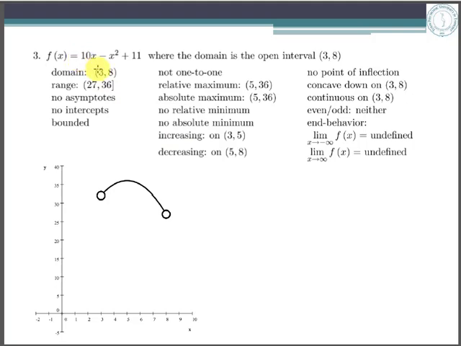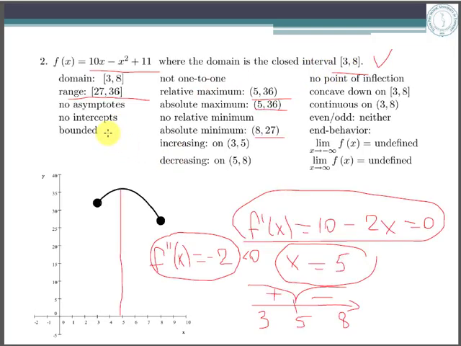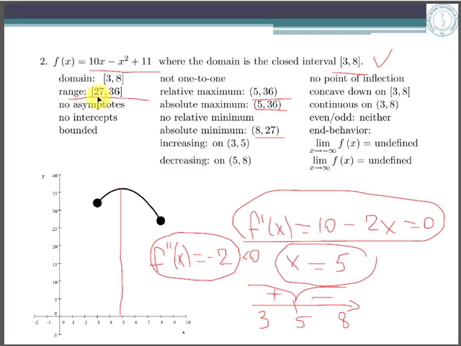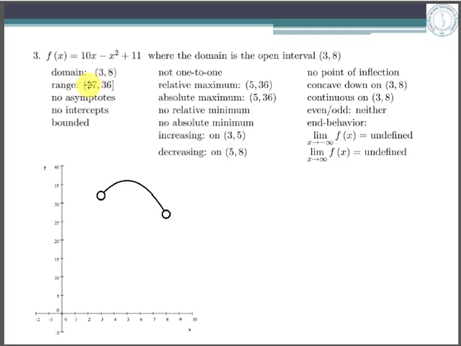And now we can consider a similar example on the open interval, 3 and 8, and see what kind of difference there is between them. So the domain is now the open interval (3, 8). The range is 27, which is open, and 36, which is closed.